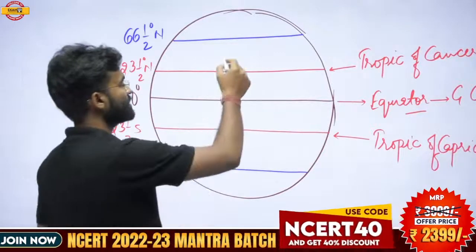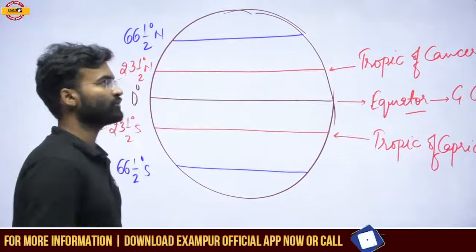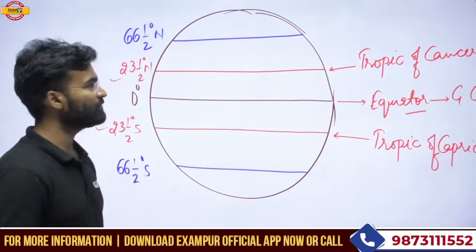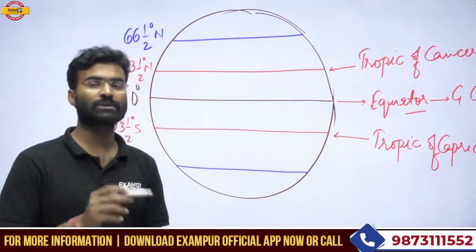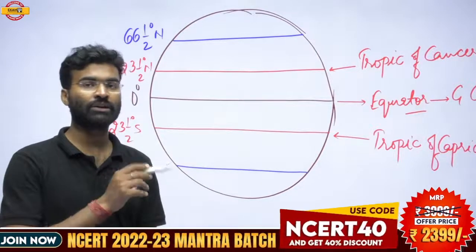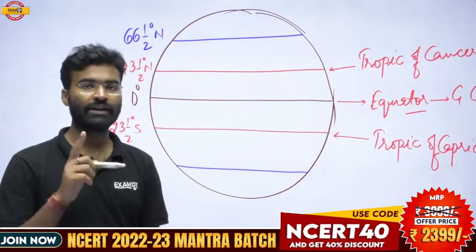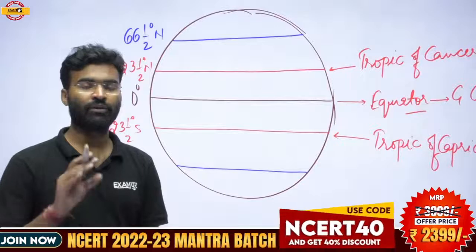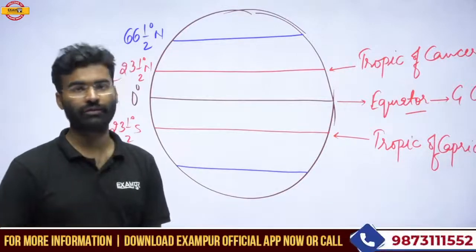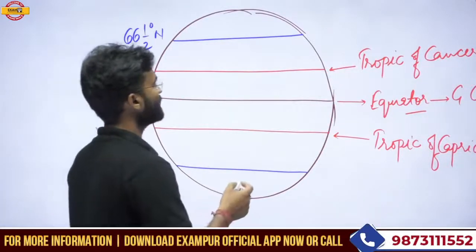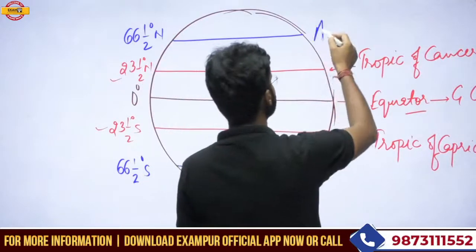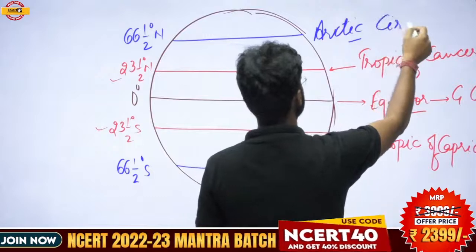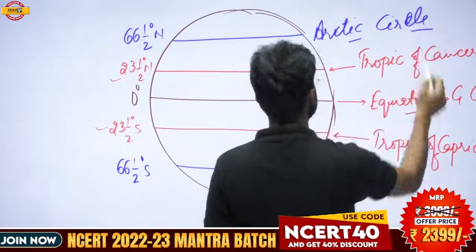So beyond this, sun rays never fall with an angle of more than 23.5 degrees. Okay, so the maximum angle of the sun rays by which they fall on this particular surface is less than 23.5 degrees. So this line passes through the Arctic region, and that is why this line is called the Arctic Circle.